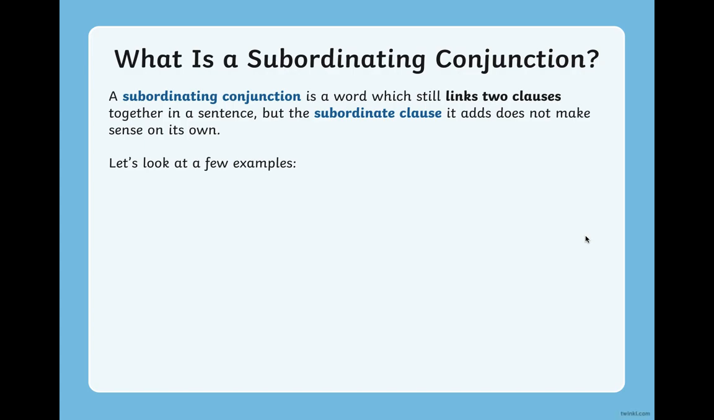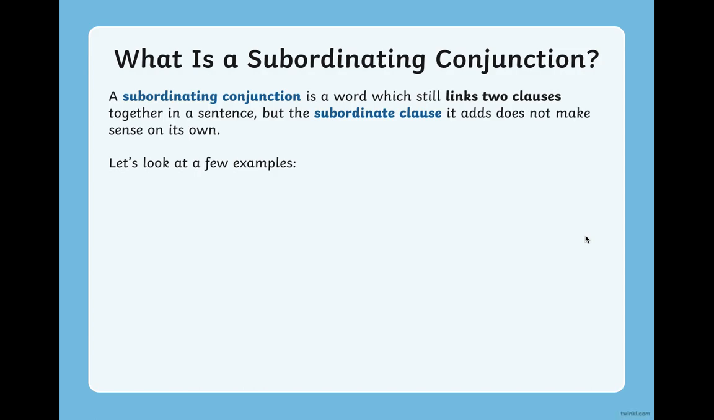Your SPaG revision this week is going to be all about subordinate clauses. So you can't have a subordinate clause if you don't have a subordinating conjunction. And a subordinating conjunction is a word which links two clauses together. But the subordinate clause does not make sense on its own.